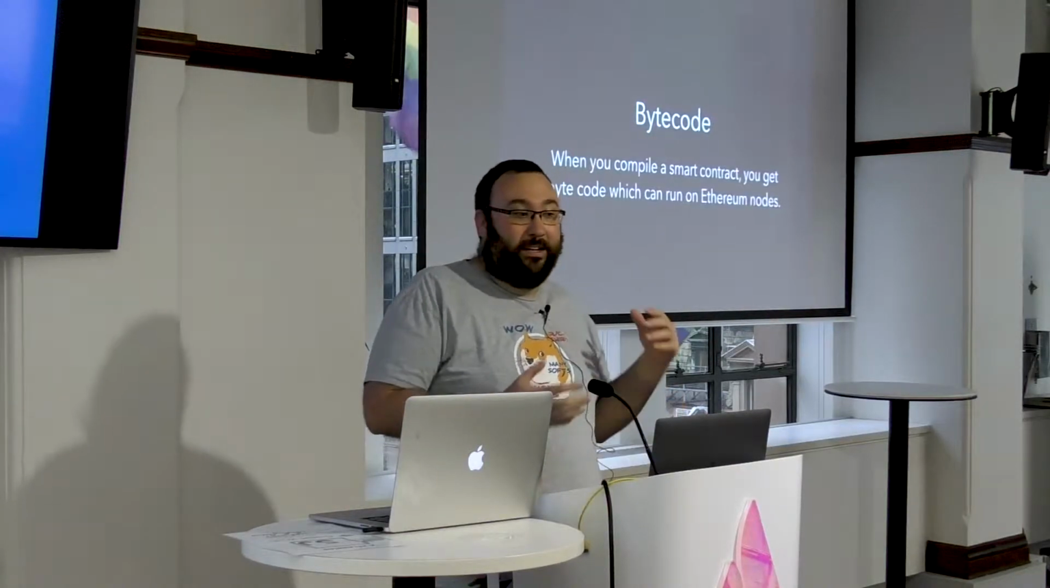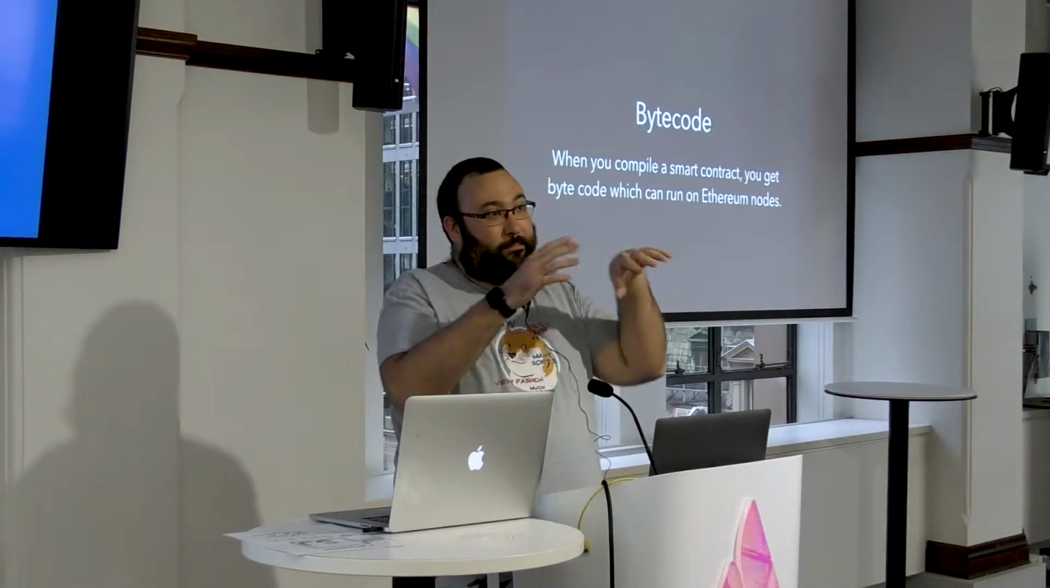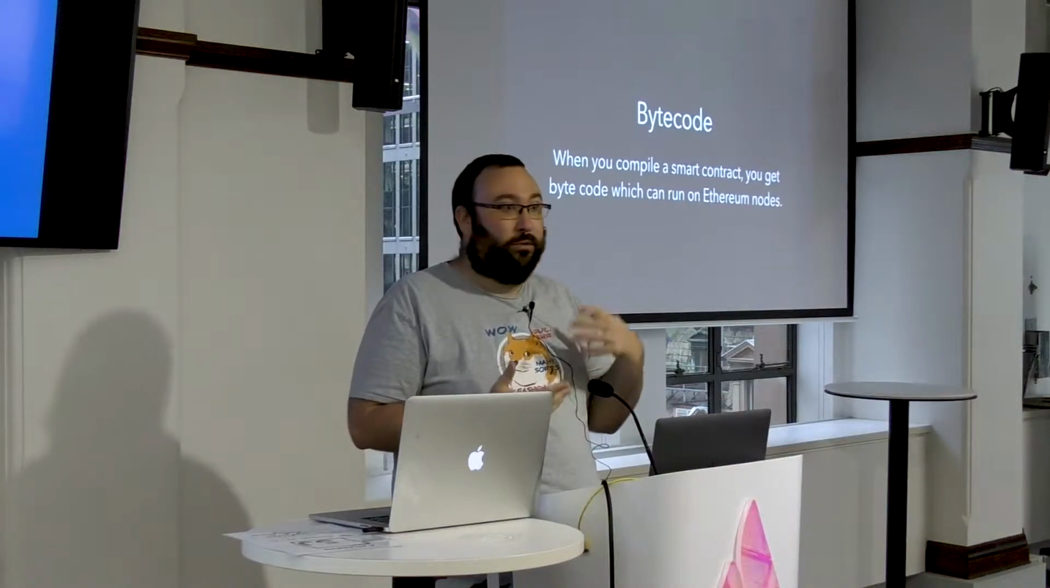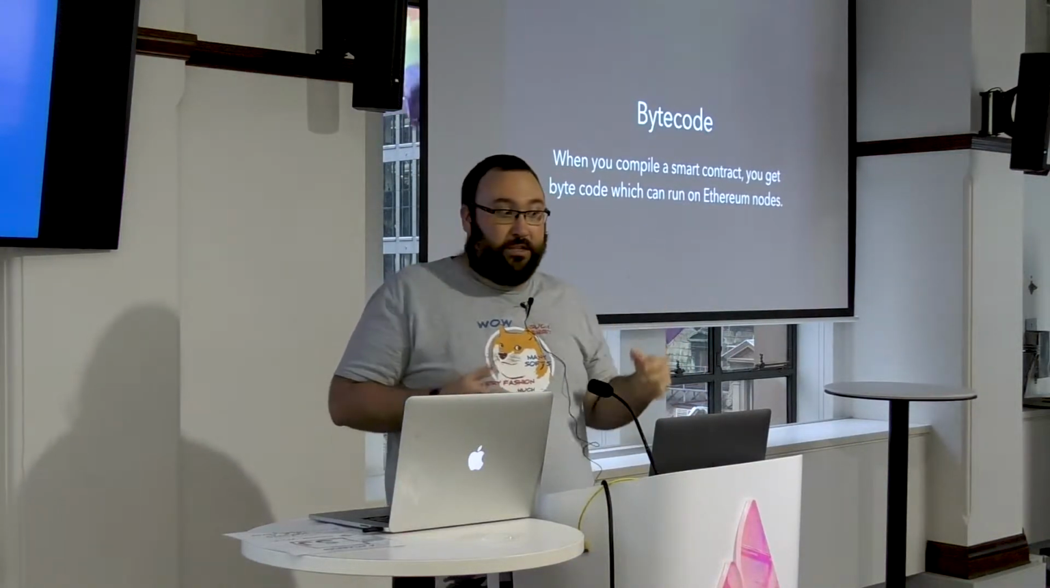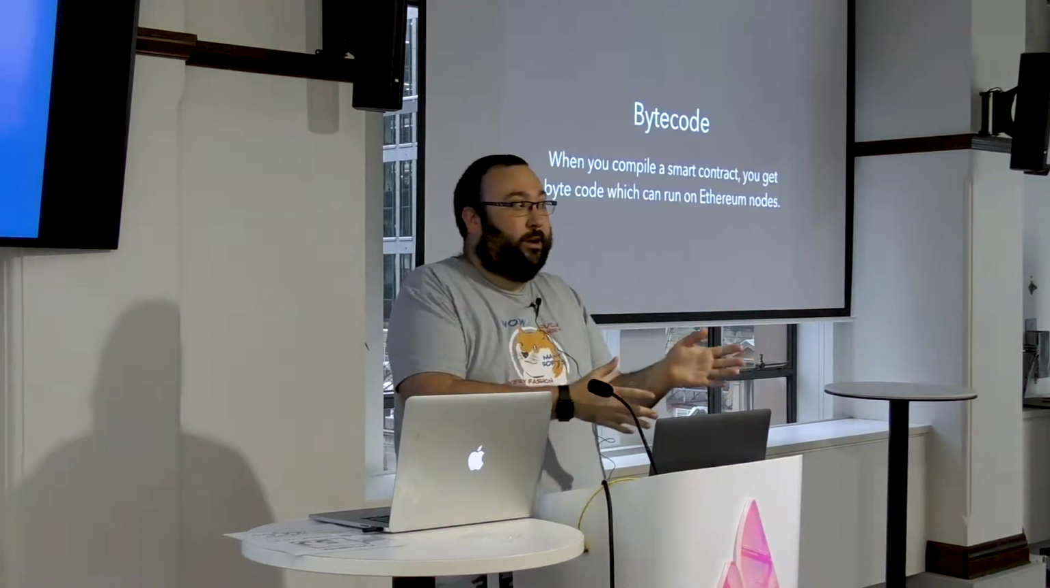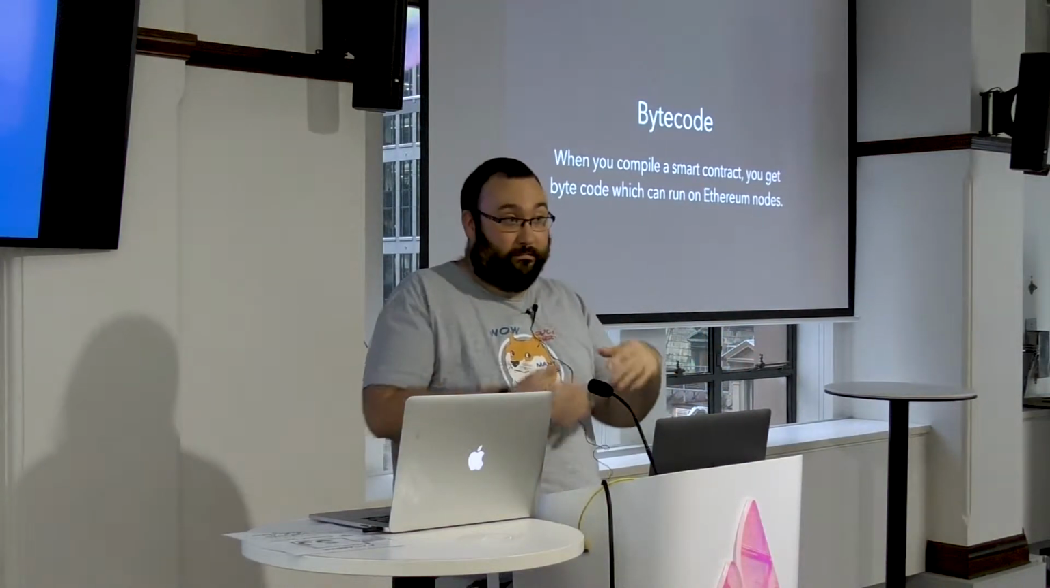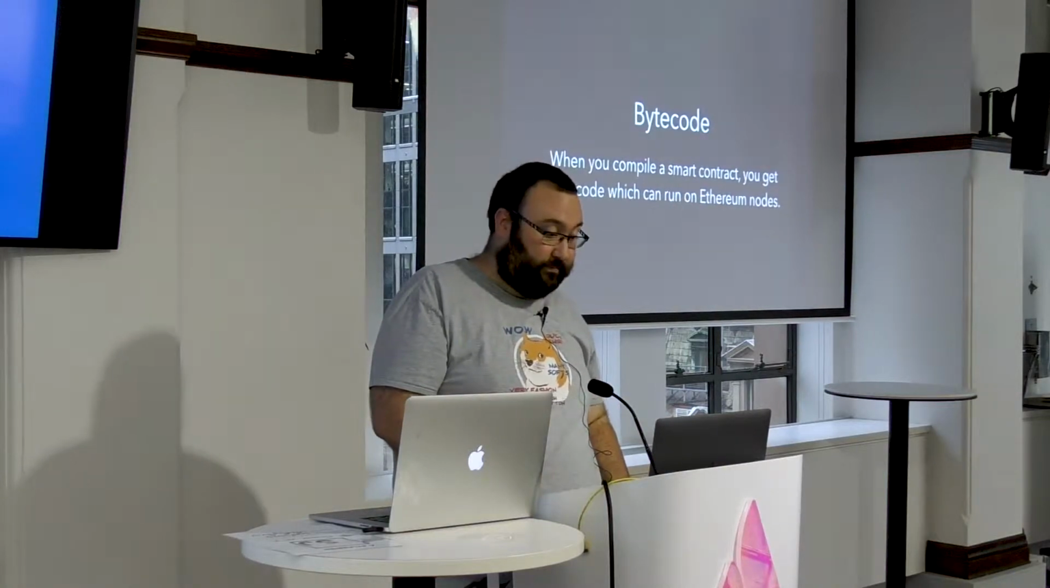Bytecode, still following? When you take a smart contract, you have to compile it. That compiles down to bytecode, just like Java or any number of other languages that compile down to bytecodes. And you push that bytecode up to the Ethereum network, and that's your smart contract that people can interact with.